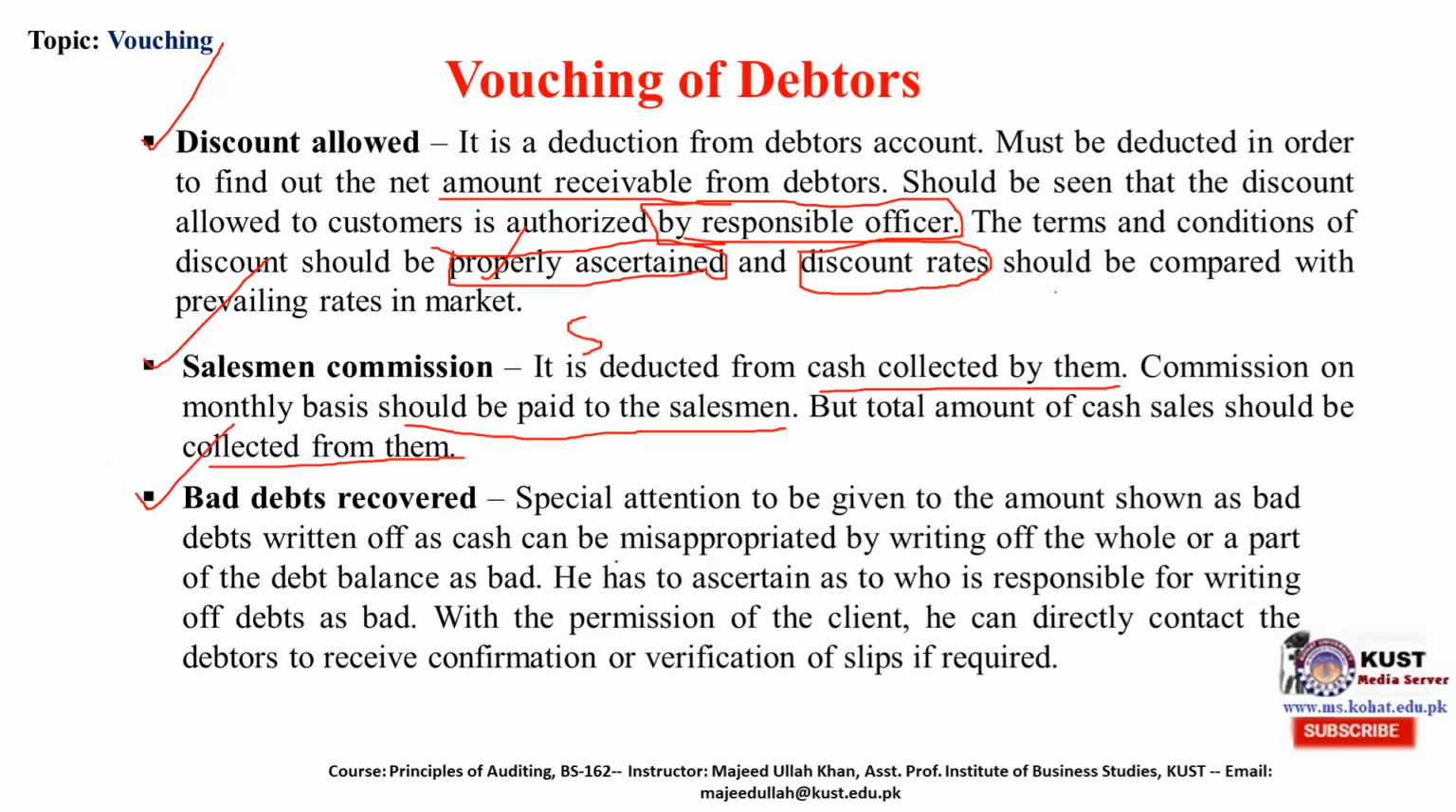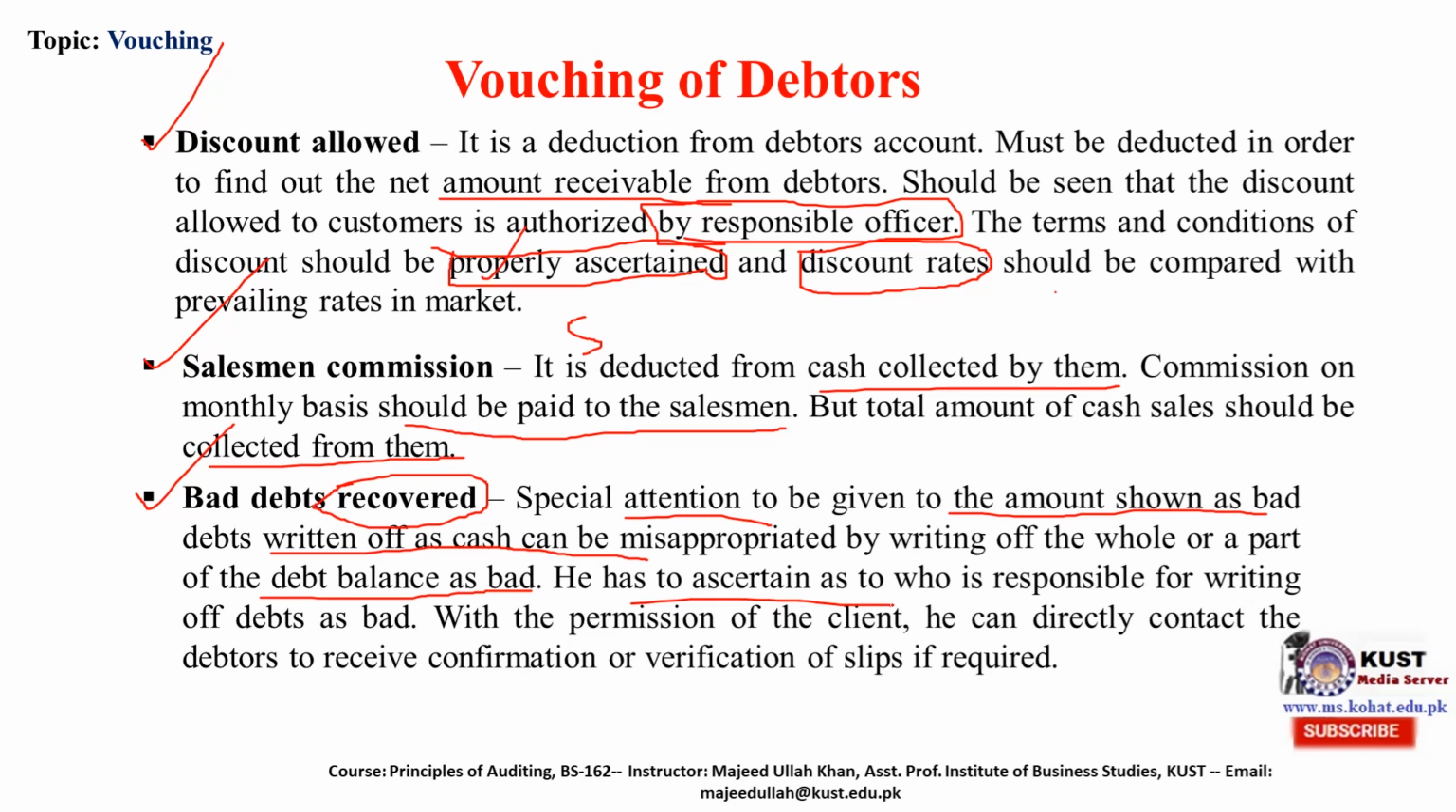Bad debts recovered. This is basically a special area, because when bad debt is recovered, it is embezzled or misappropriated by the employees, because it has already been charged to the expense. So auditors should give special attention to the amount shown as bad debt written off, as cash can be misappropriated by writing off the whole or part of the debtor balances as bad.